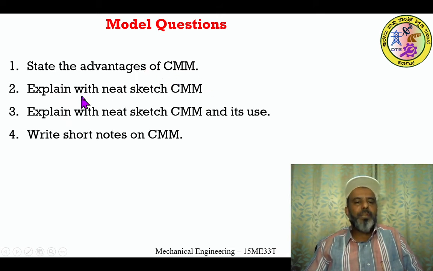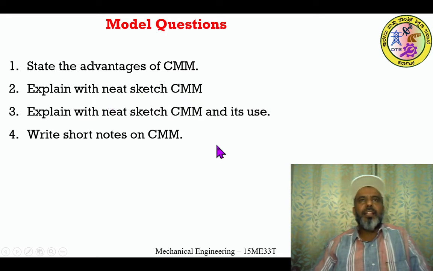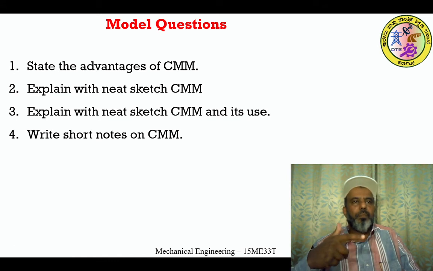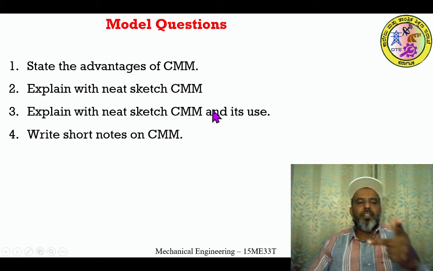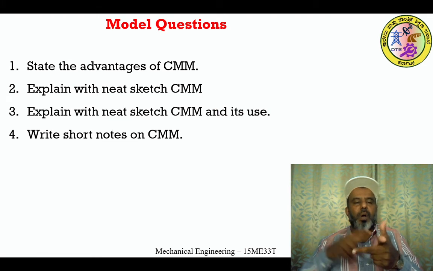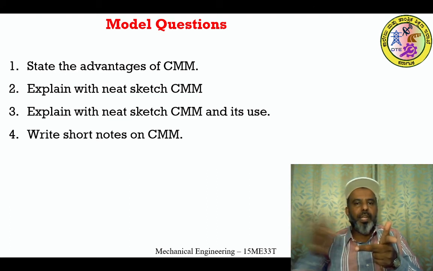Then for the second question, the questioner may ask: explain with a neat sketch the CMM. And here you have to draw this schematic diagram. And just to explain, it has 3 mutually perpendicular axes. On these 3 mutually perpendicular axes, 3 linear transducers are attached, and these are going to give the digital display, and it senses both positive and negative direction.